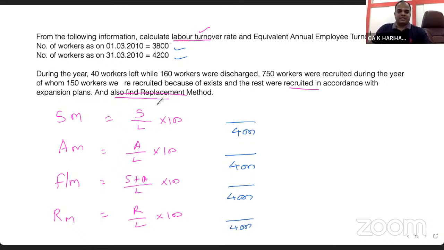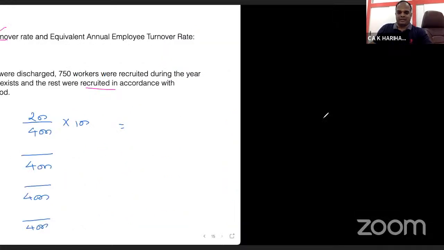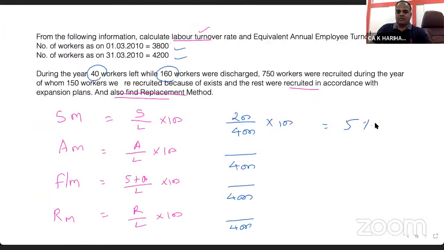First, separation represents left and discharged. How many of them left? 40 workers left and 160 discharged. 40 plus 160 is equal to 200. So 200 divided by 4,000 into 100 is equal to how much percentage? 5% is the answer for the separation method.